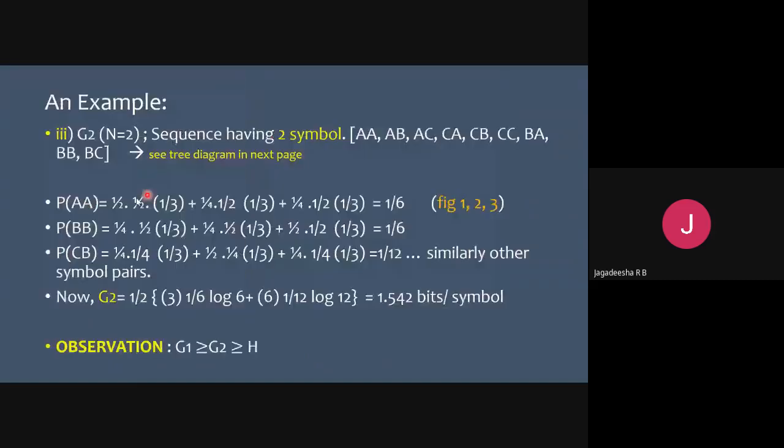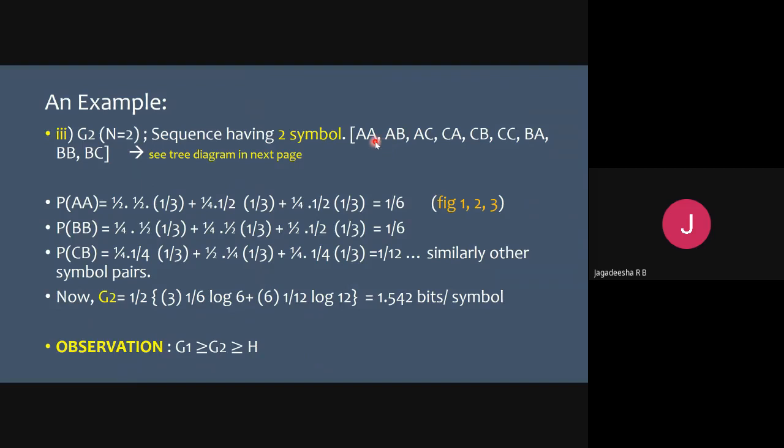Then we have A and A. If you want to generate A and A, we can generate it from state 1 with the probability 1 by 2, 1 by 2. And this is the probability of the state being in initial state 1. And then we can also generate A and A from state 2. We can also generate A and A from state 3. Similarly, we can generate B and B from all the states. Similarly, C and B from all the states.